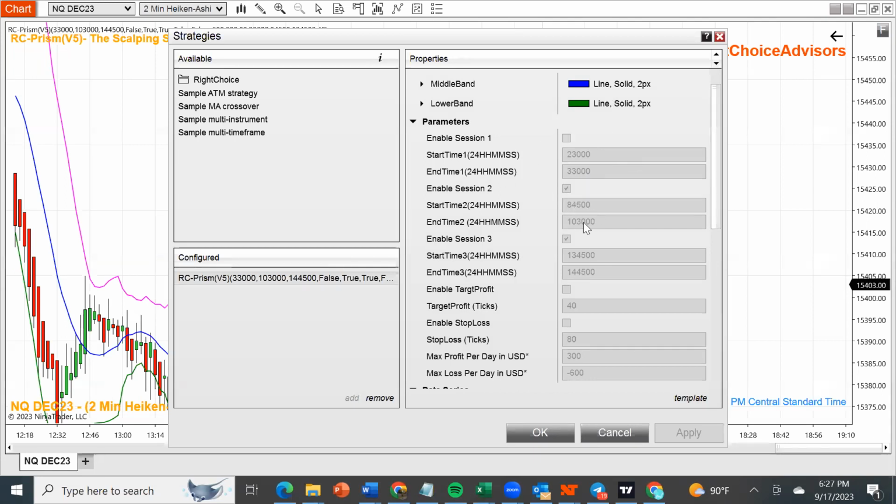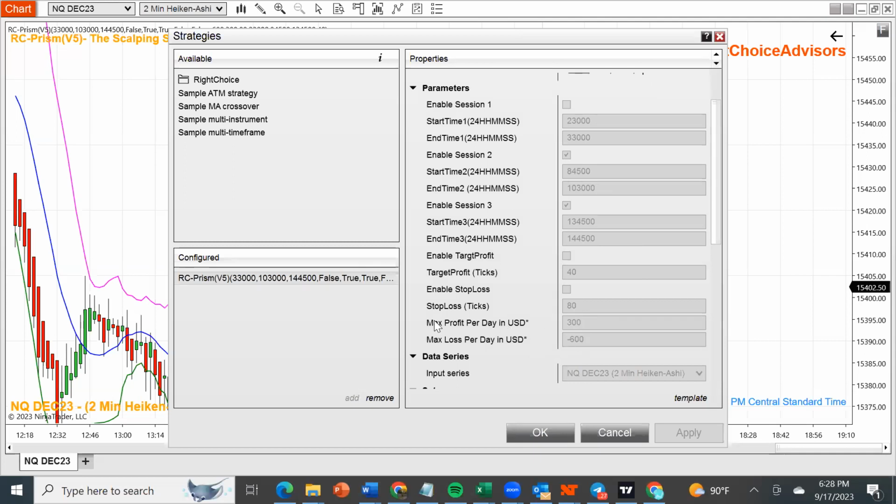These are the settings for ES and NQ, or RTY, YM, EMD. All these tickers follow these timings. These are the best session slots for them. So instead of one session we have three sessions, and also we have a max profit per day or max loss per day.